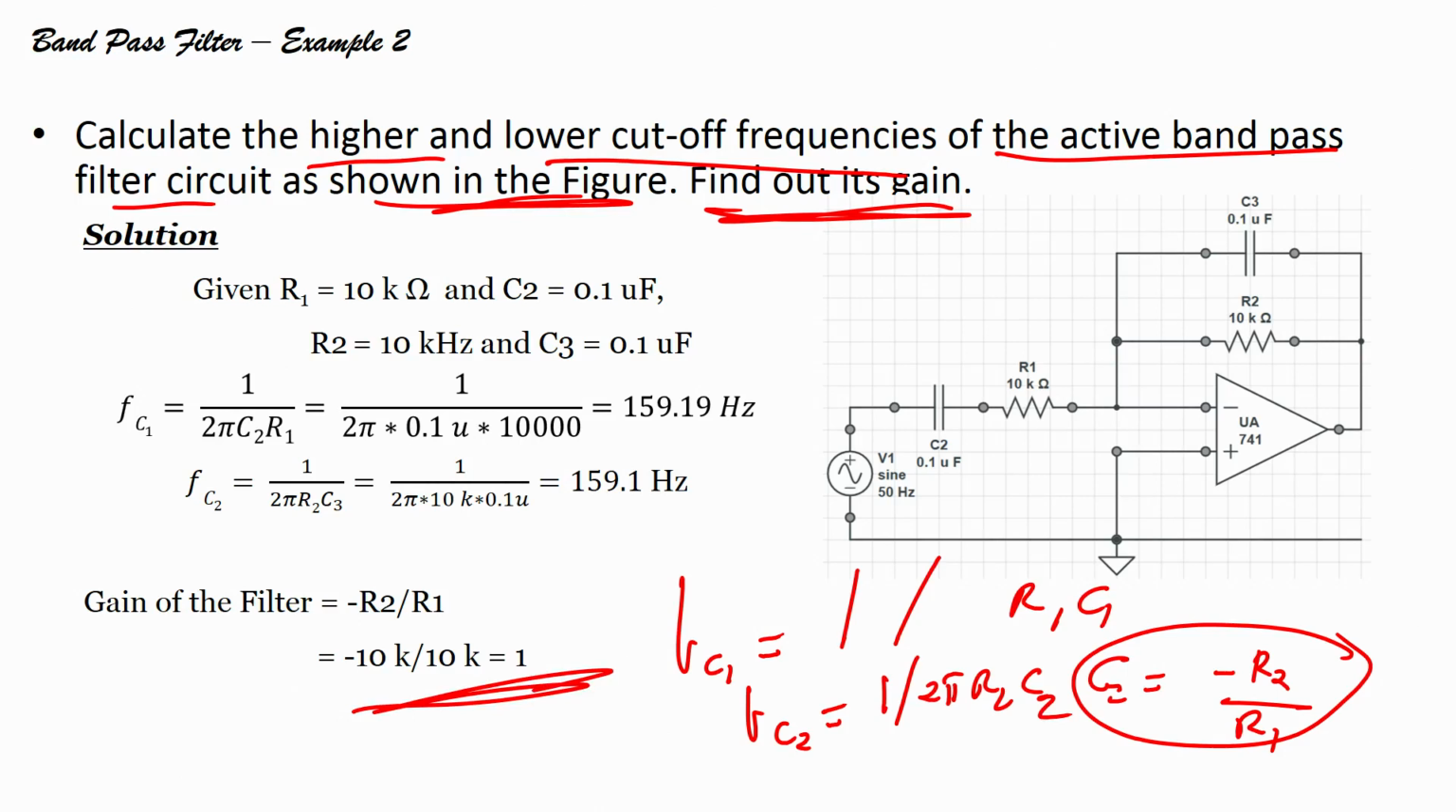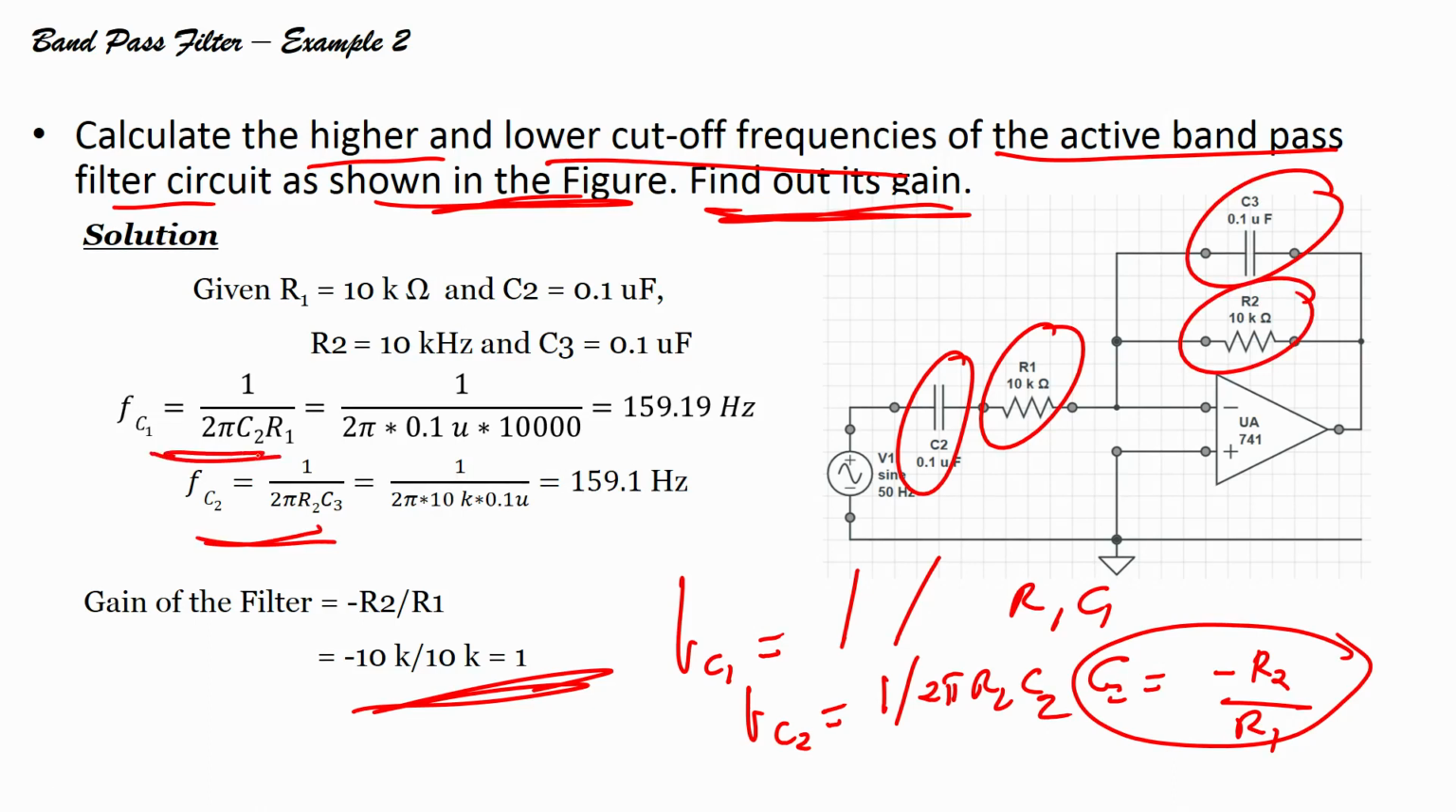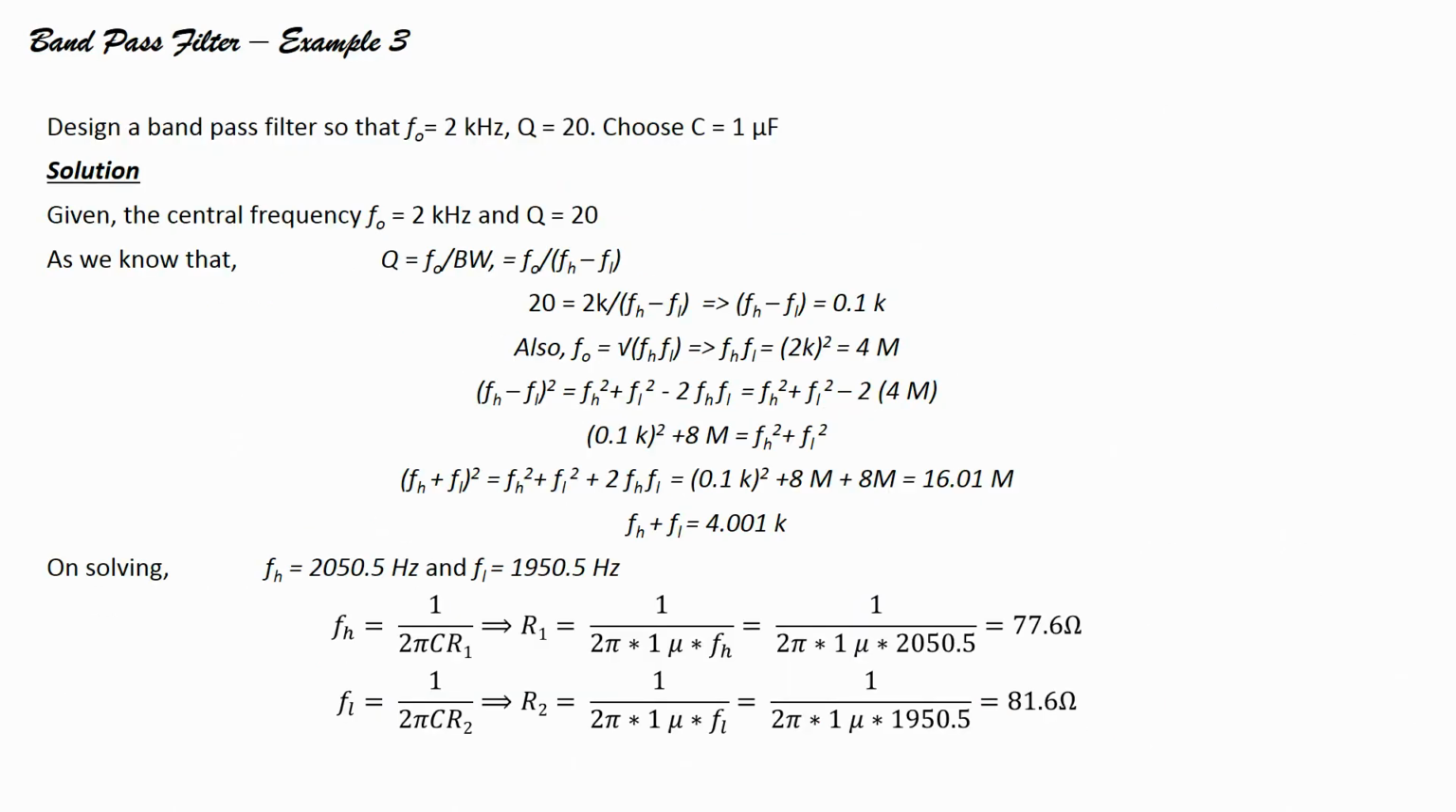Now, let us see the cutoff frequencies. FC1 equals 1 upon 2 pi R1 into C2, because C2 is here, R1 is here. FC2 equals 1 upon 2 pi R2 C3. Substituting the values, we get the values of FC1 and FC2, very easy, super easy. Then let us solve one more problem.